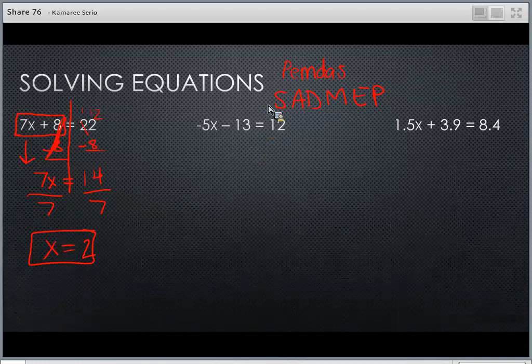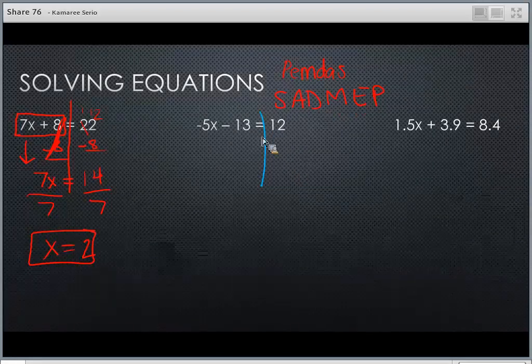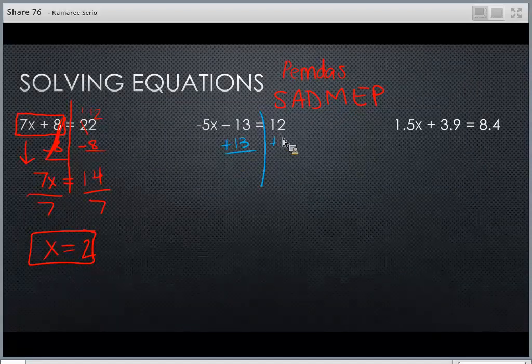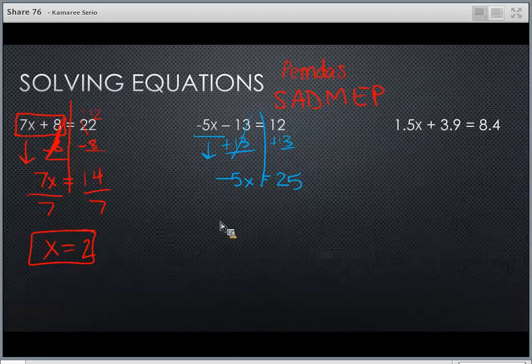Okay, so let's look at this one here. Remember, your equal sign is your barrier. Anything you do to one side, you have to do to the other. I have a minus 13. I can get rid of that. So let's add 13 first. That's going to cancel. This minus 5x I'm going to bring straight down. And 12 plus 13 gives me 25.